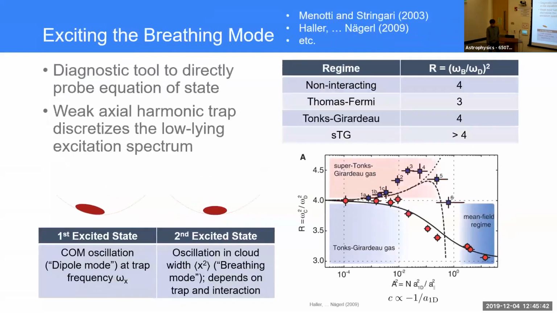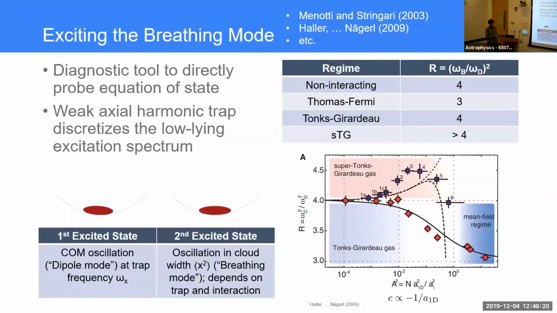And so now we need a way to be able to tell what equation of state we have as we tune our parameters. Recall that along our 1D tubes, there is a weak axial harmonic trap that serves to discretize the low-lying collective oscillation spectrum. As a result, our first excited state, just as the animation shows, is simply the cloud center of mass oscillation, or the dipole Kohn mode, at the trap frequency. This frequency will only depend on the trap geometry, and it's hence not very interesting.